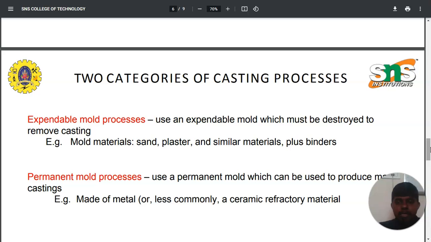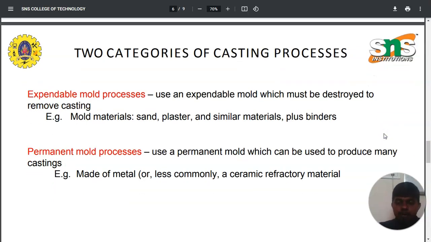So basically there are two different kinds of casting processes. The first one is expendable mold processes, following that permanent mold processes. Expendable mold means the mold must be destroyed. It is used as an expendable mold which must be destroyed to remove the casting. For example, mold materials such as sand, plaster, similar materials, plus binders.